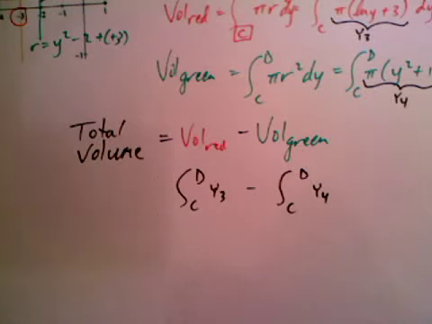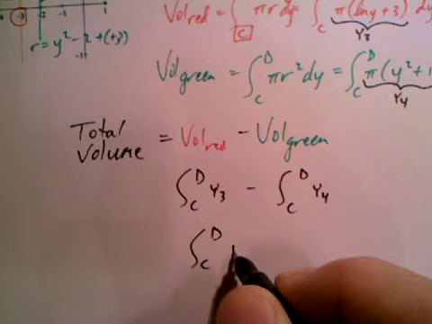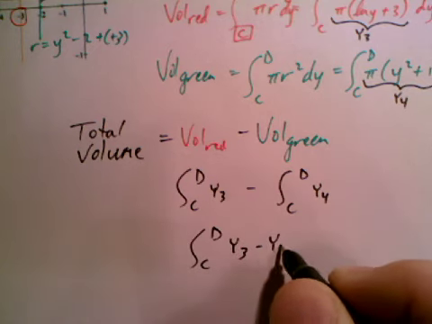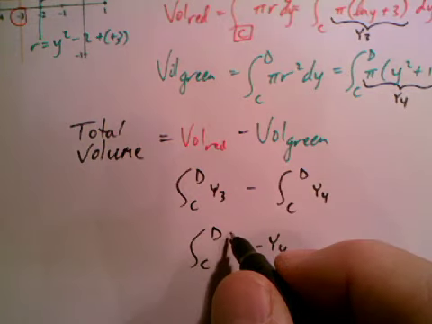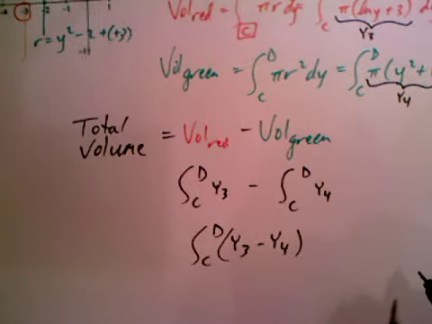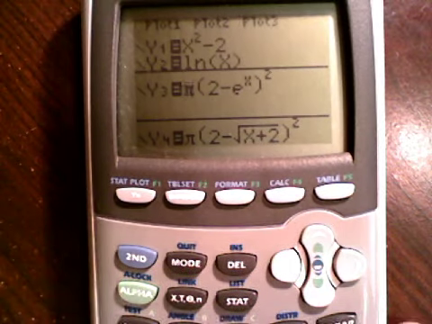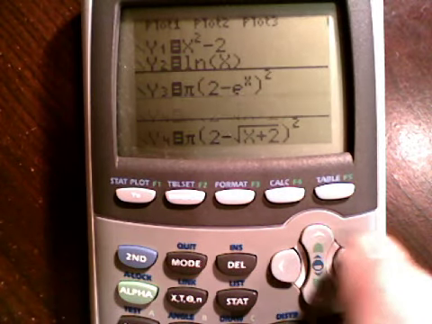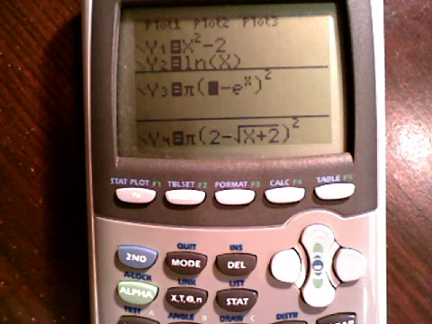So maybe you're starting to see, well, wait a second, can't I just do this? Integral c to d of y3 minus y4? Well, yeah, you can. Okay. You can. So let's go ahead and try it. But let's put our y3 in the right spot here. Pi times ln of y plus 3.